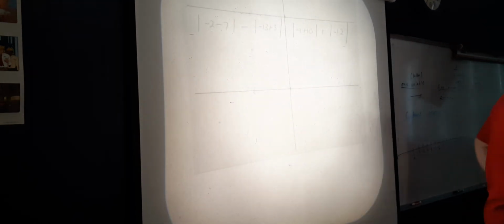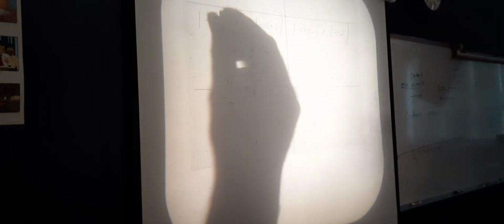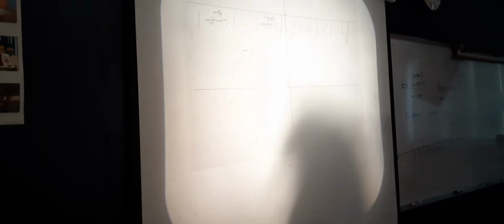Now, what we have now is the absolute value of -2 minus 7, and then that absolute value is closed, minus the absolute value of -13 plus 3, and then that absolute value. Now, that subtraction sign between the absolute values, you carry that straight down. Now, you need to find out what your absolute values actually are. So we have to perform the operation within the absolute value. -2 minus 7 is -9. And then -13 plus 3 is -10.